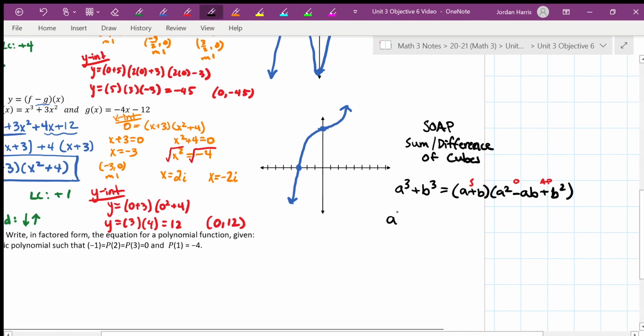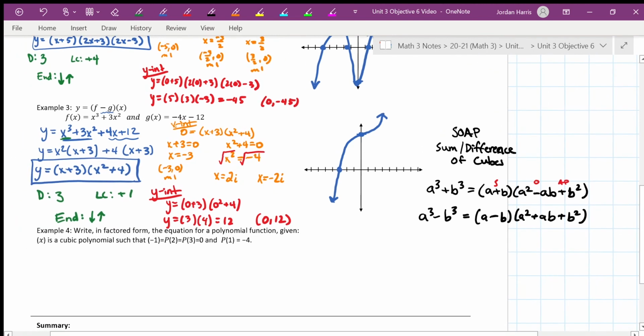And if you had a cubed minus b cubed, that's a minus b, times a squared plus a times b plus b squared. Same, opposite, always positive. Where a and b represent the cube root of whatever those numbers are. So those are going to show up, and you need to know that.